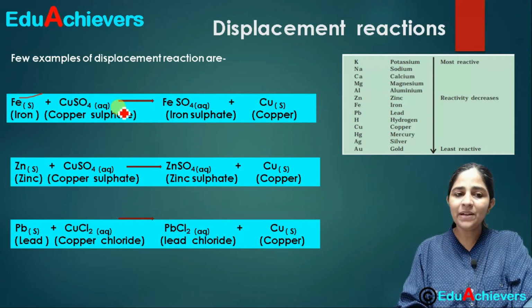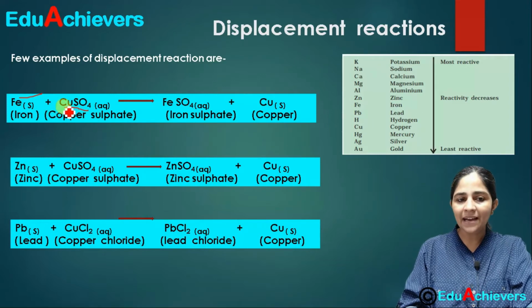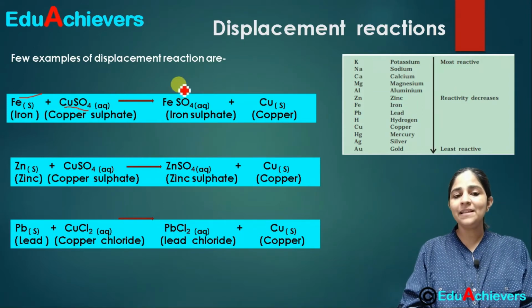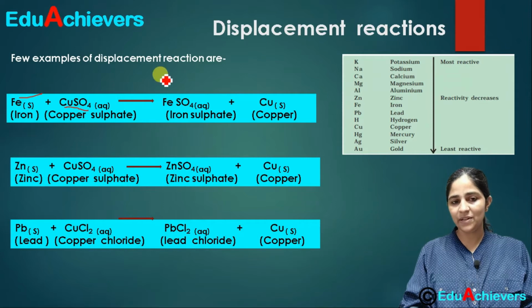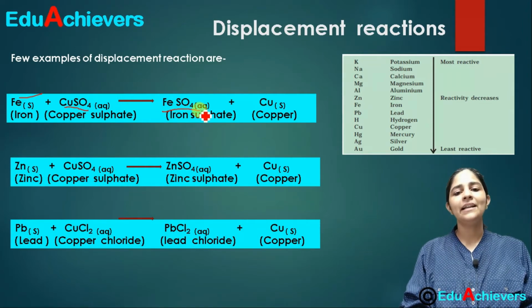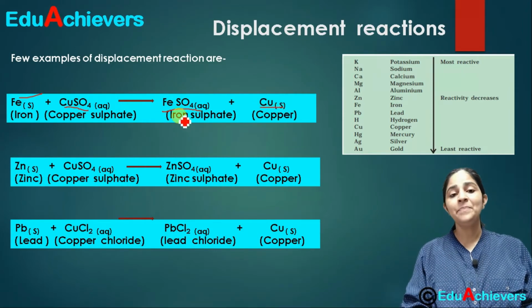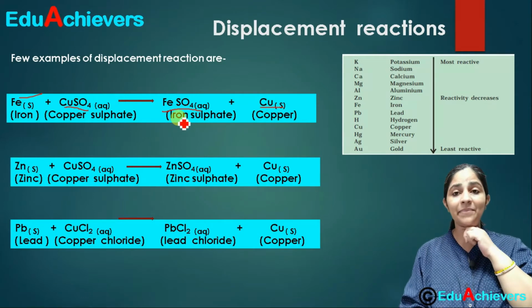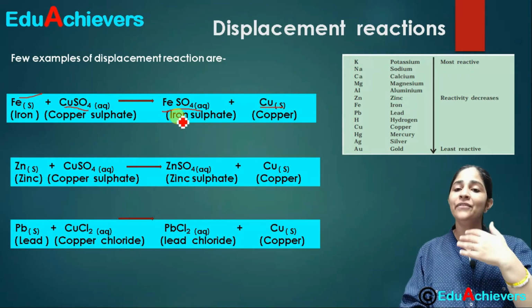Because the blue color of this copper sulfate changes. Why does it change? Because the iron, being more reactive, displaces the copper from the copper sulfate solution, and iron sulfate forms and the copper is separated. The iron sulfate has a different, brownish color, so the blue color fades away.